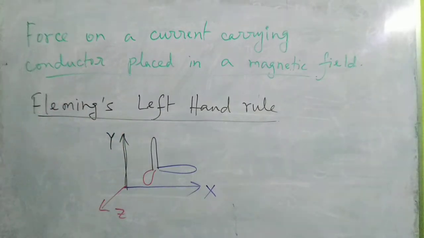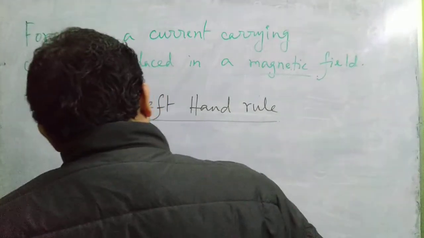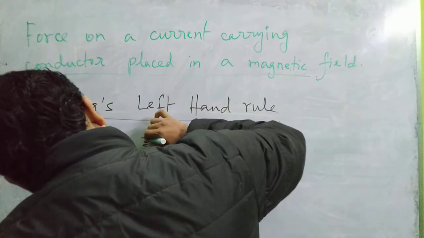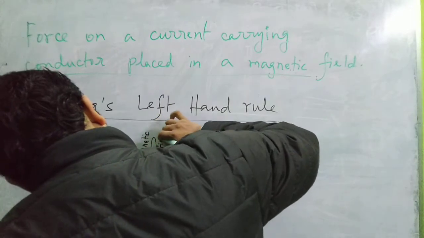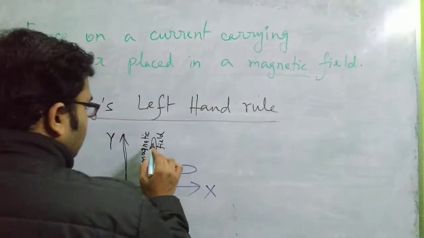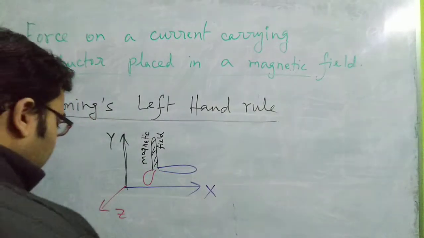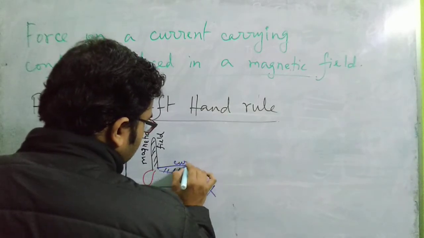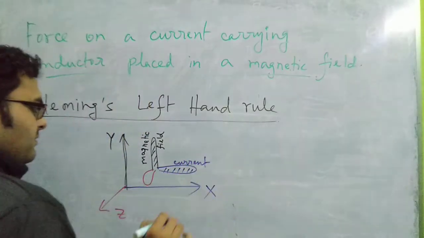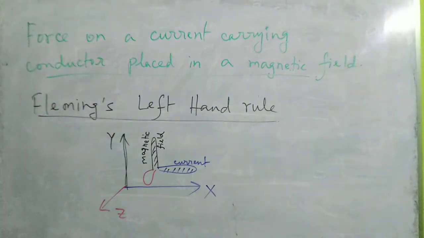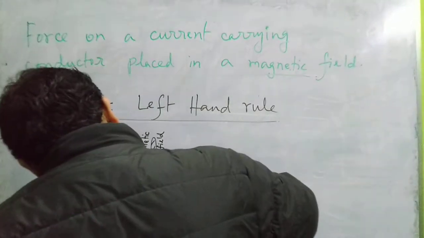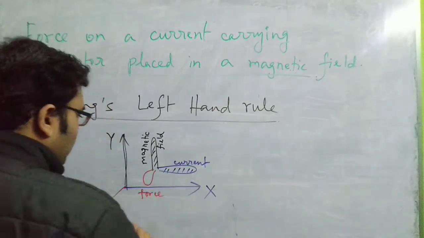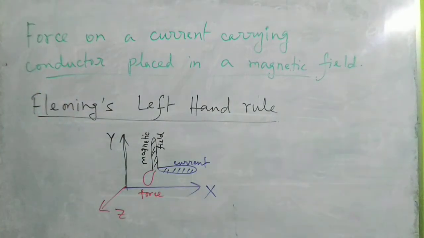So here the index finger represents the direction of the magnetic field. The middle finger represents the direction of the current, that is the direction in which the conductor is being placed, and then the thumb gives you the direction of the force that is acting on the conductor. So this is Fleming's left hand rule.